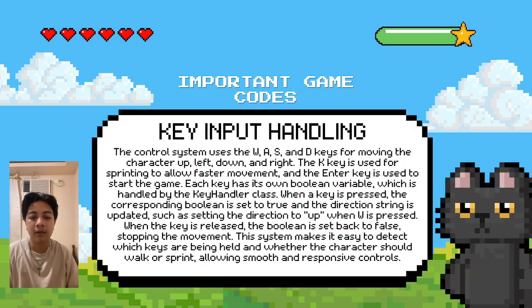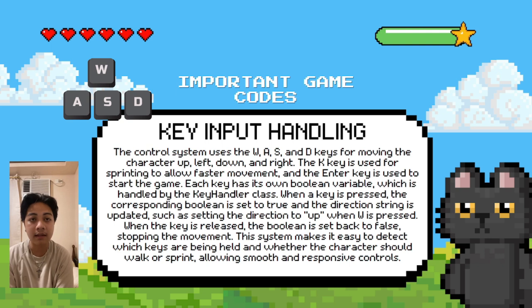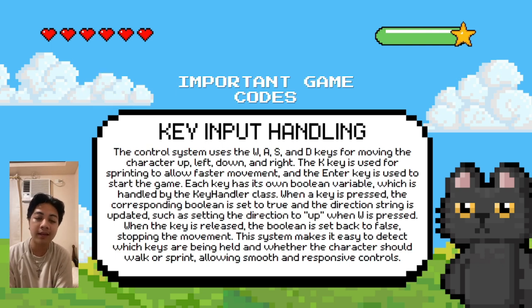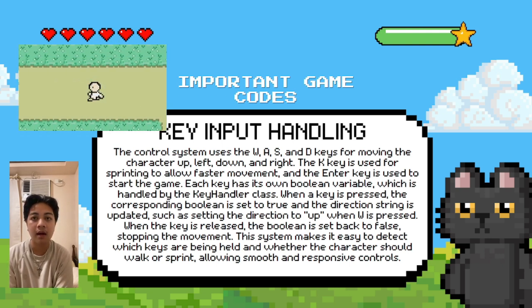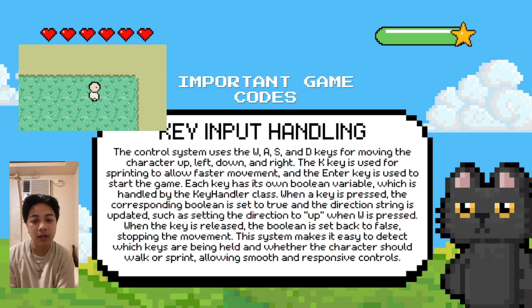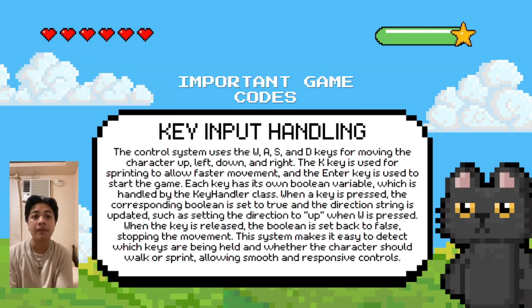For my part, we're going to talk about the key input handling in our project. I implemented the character's movement controls using the keys W, A, S, and D for moving in each direction. I additionally added the letter K key for sprinting, which allows the character to move faster, and the enter key is used to start the game. Each key is assigned to its own Boolean variable.